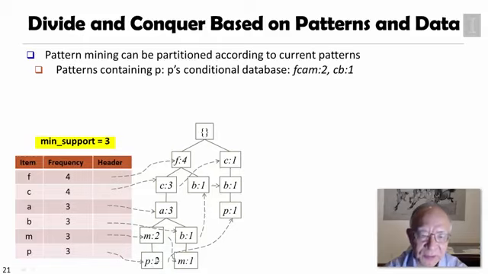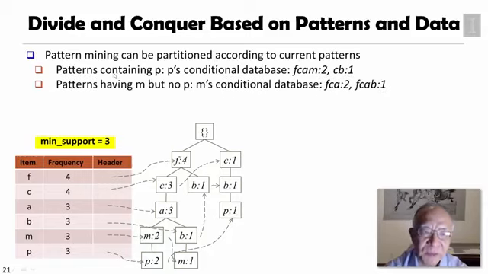So you probably can see P is the leaf of the node. You only look up. You get FCAM. The support is 2 because P occurs together with this branch only twice. That's why you get FCAM:2. Then for the same reason, you look at the other P, its CB happens only once together with P. That's why you get CB:1.